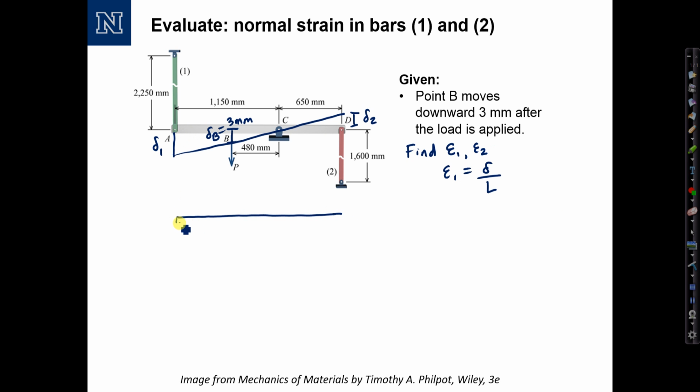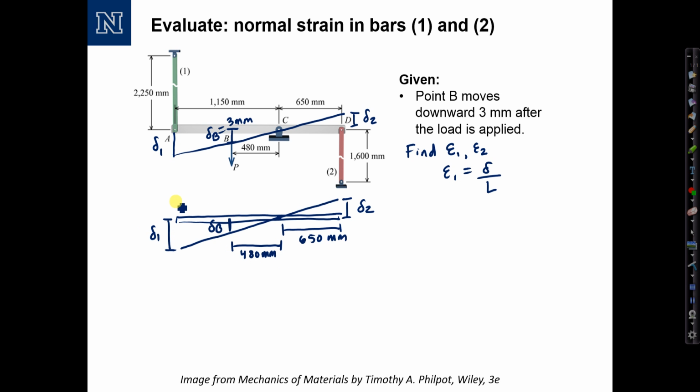So there's my original bar here, okay, and it's going to rotate about pin C. This distance over here, delta 2, let me insert all the lengths, 650 millimeters. Downward movement here, delta B, is equal to 3 millimeters. This length right here is 480 millimeters. And finally, this downward movement there, I'll call that delta 1. And this entire length here, 1150 millimeters.